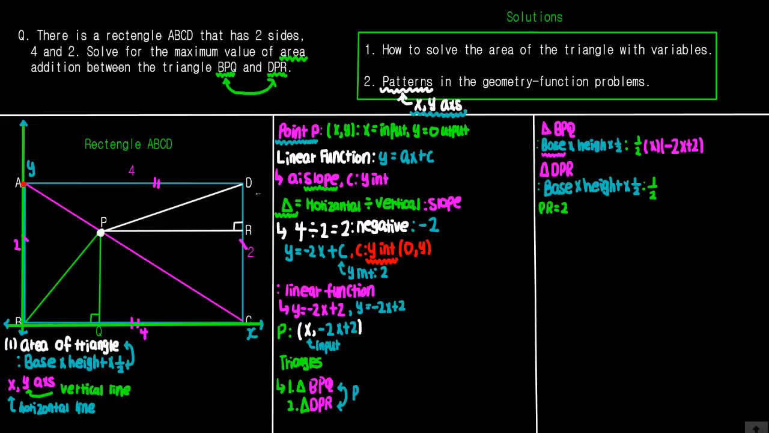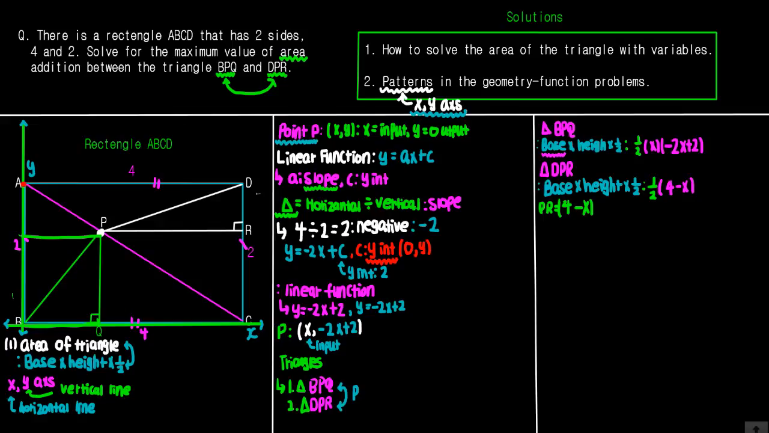So PR is the same thing as 4, which is our RC, or it can be AD, minus our original P's coordinate. If you think about the line from here, it is the same thing as the x coordinate of our point P, and the x coordinate of the point P is just x. So our PR, which is the baseline of our DPR, is going to be 4 minus x. So we can multiply 1 over 2 times 4 minus x, since we knew that our baseline is 4 minus x.